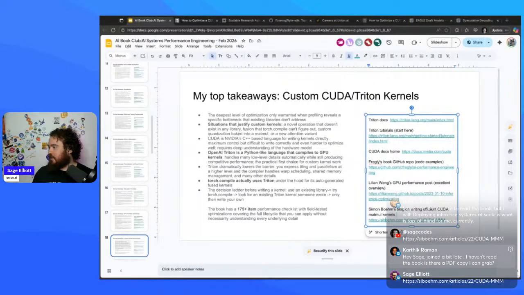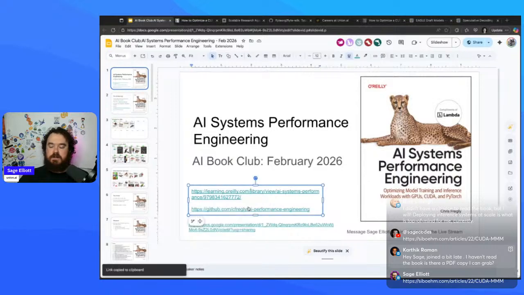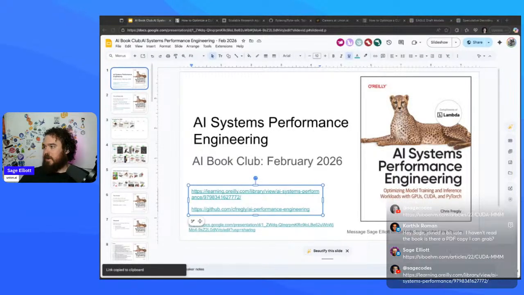I haven't read the book. Is there a PDF copy? I always recommend going to look and buy the copy. So I linked to the official book site here. This is the book. If you want to browse the contents, it should have links to buy it as well.